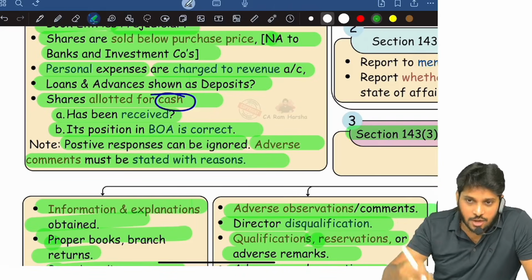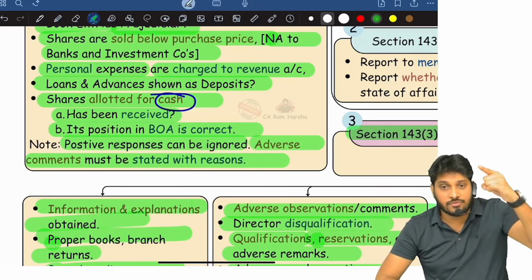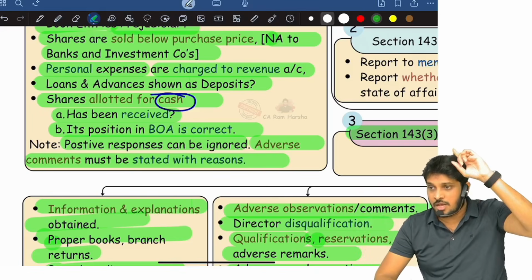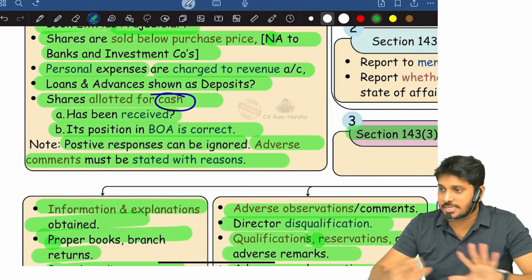If at all for any of these inquiries the answer is positive, you don't have to inform that in the audit report. Whereas 143(3) affirmations, 16 matters, and 143(11) CARO, 21 matters, whether positive or negative both have to be reported. That's it. Audit report is completed.